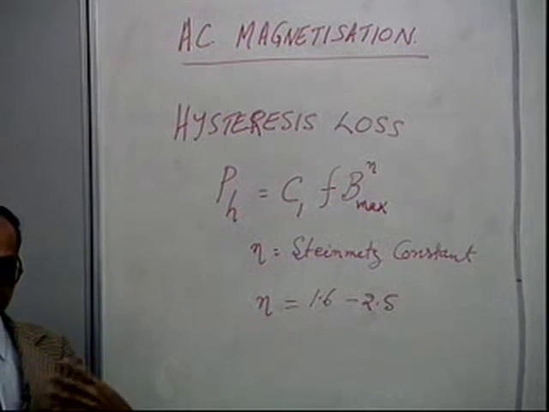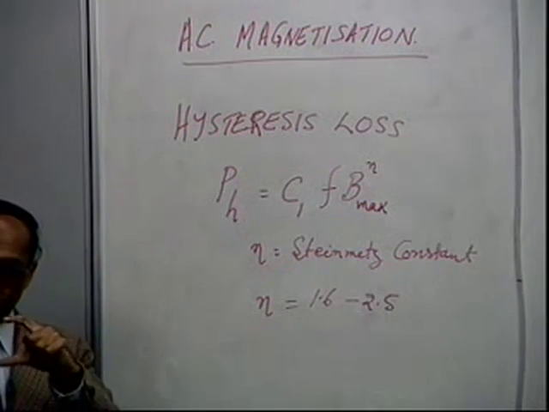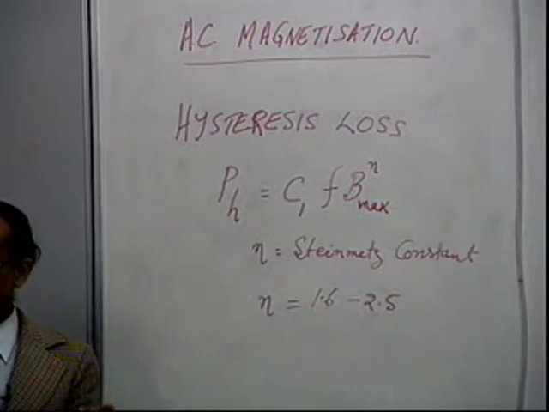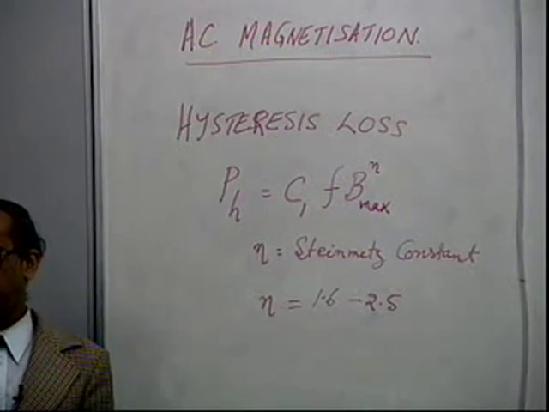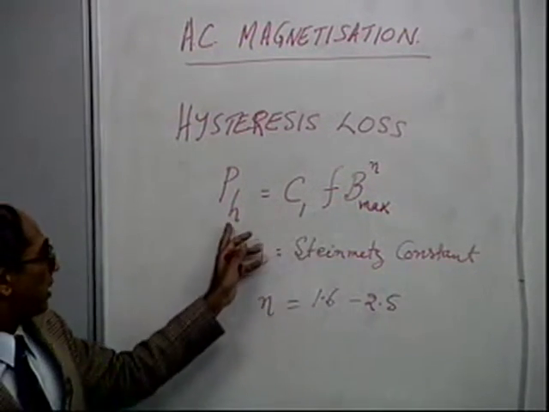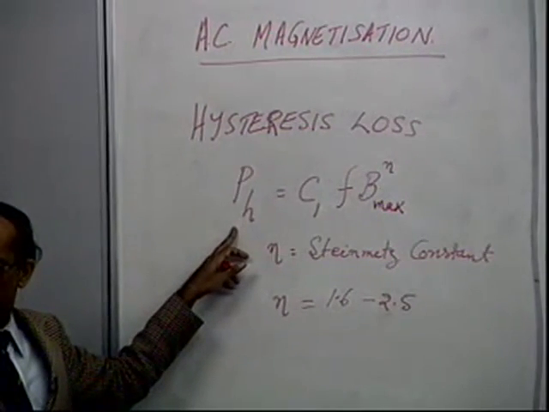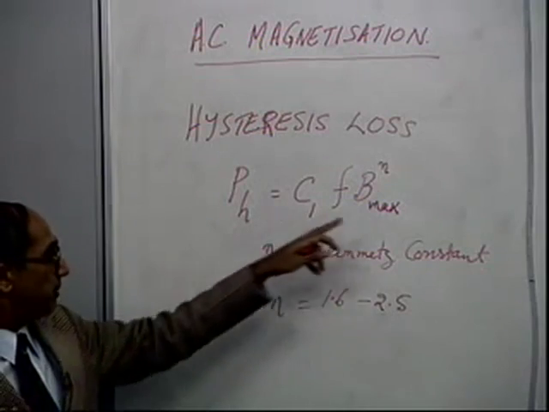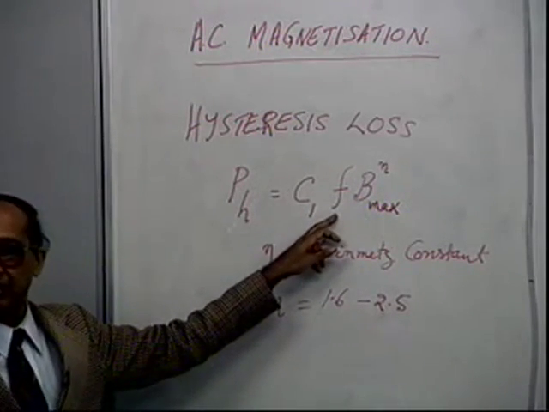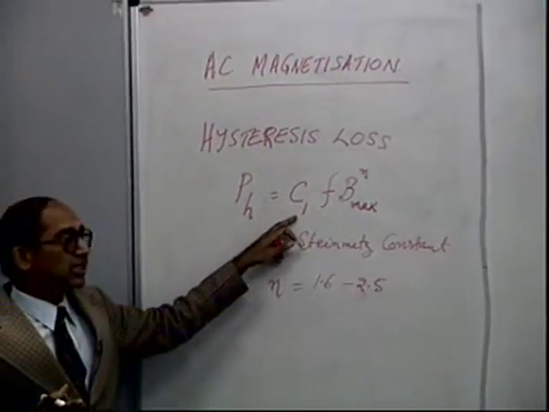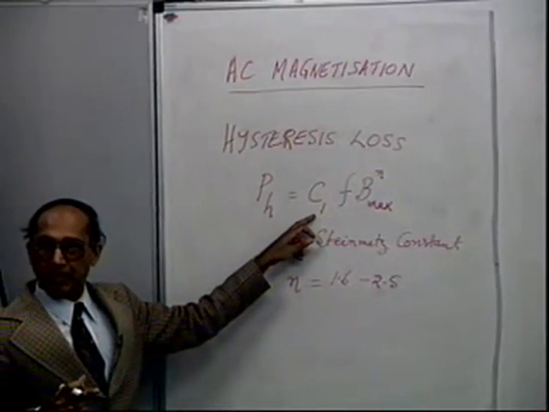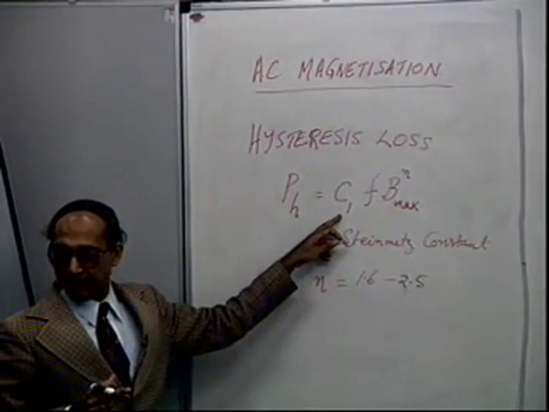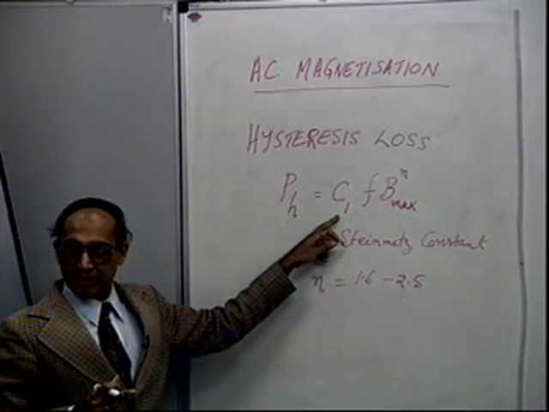So we find that hysteresis loss in a core has this relation. It is proportional to the maximum flux density, that is, to what extent the flux density in the core can go. If we increase the maximum flux density, obviously the hysteresis loss will also be altered. So it depends very much on this, as well as the frequency, and of course C1 is a constant which will depend upon the property of the material and the area of the hysteresis loop.